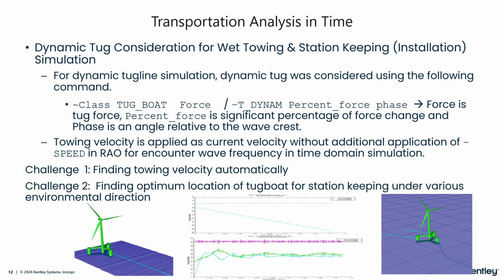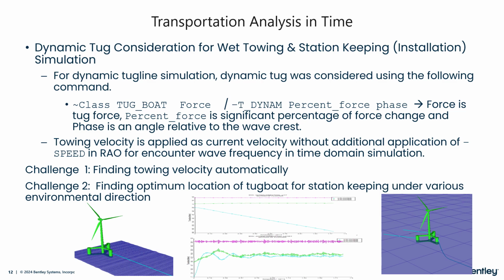This lets us input the tugboat forces and phase angles relative to the wave crest position. So the forces change depending on the wave's position. There's also an option to set the range of these changes using %_force. For the tug lines, we can actually model the physical lines connecting the tugboat and the floater, as you see in the image at the bottom. This helps simulate real towing scenarios.